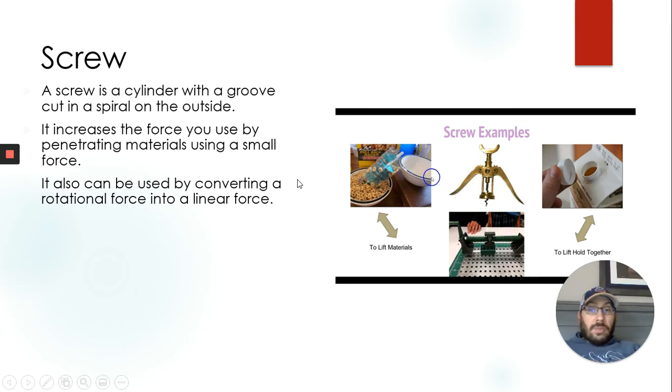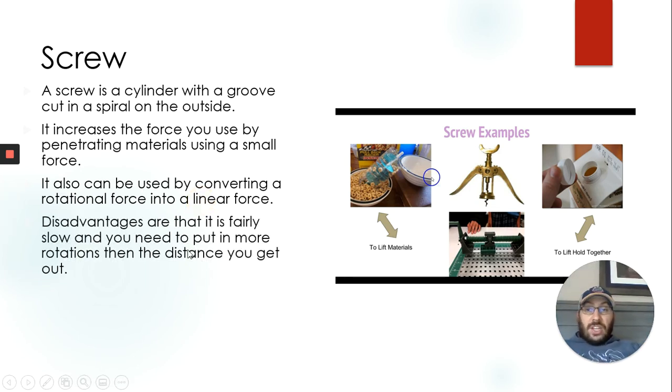Okay, it also can be used by converting rotational, so the twisting motion, into a linear motion. So you twist left and right, and that screw goes up and down. Very, very useful. Disadvantages are it is fairly slow. So that Archimedes screw I showed you at the beginning, where they are moving water up from a lower area to a higher level.